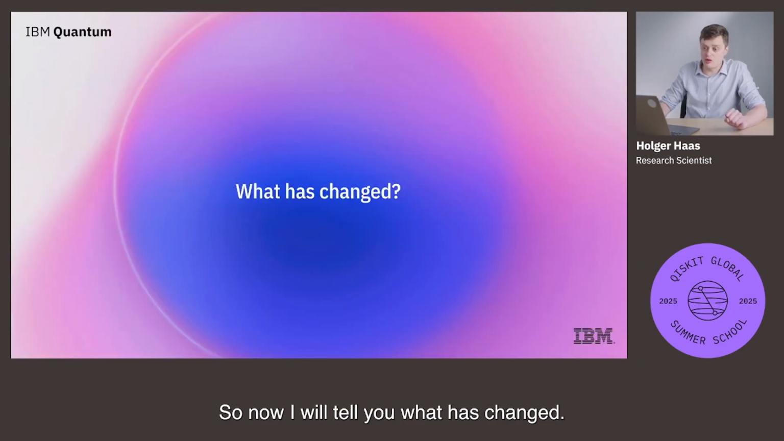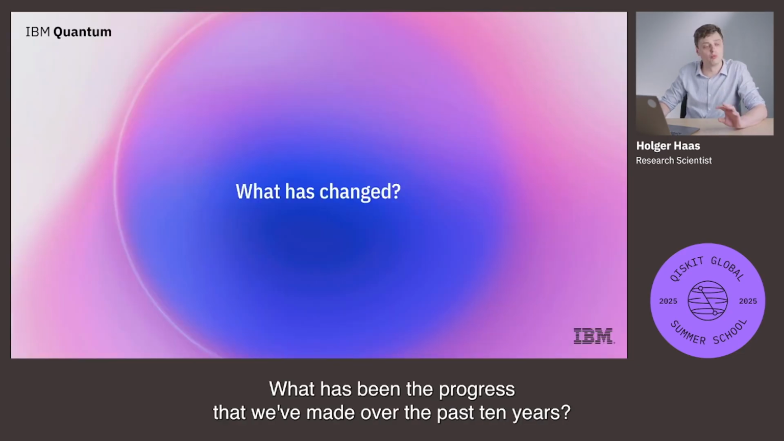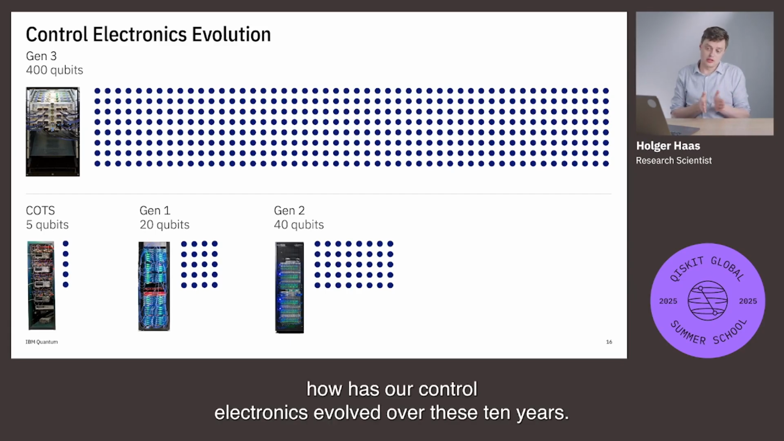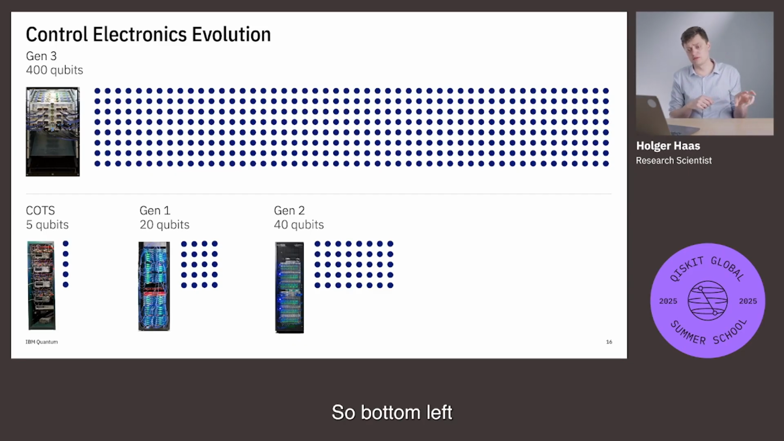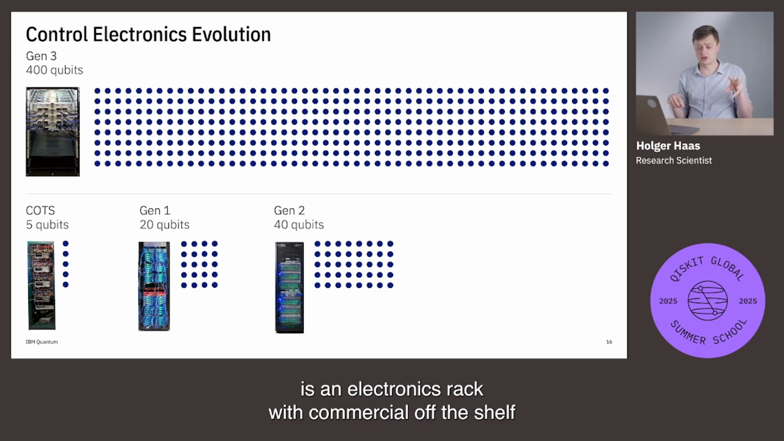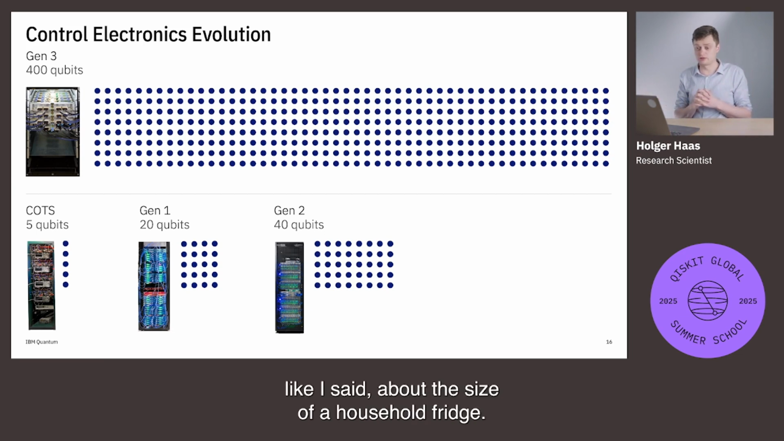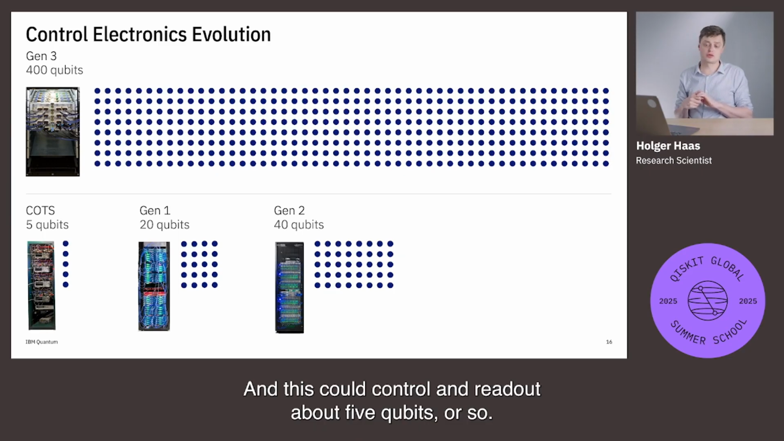So now I will tell you what has changed, what progress we've made over the past 10 years. First, I'll walk you through how our control electronics have evolved over these 10 years. Bottom left is an electronics rack with commercial off-the-shelf electronics, and it's a full rack, like I said, about the size of a household fridge, and this could control and read out about 5 qubits or so.